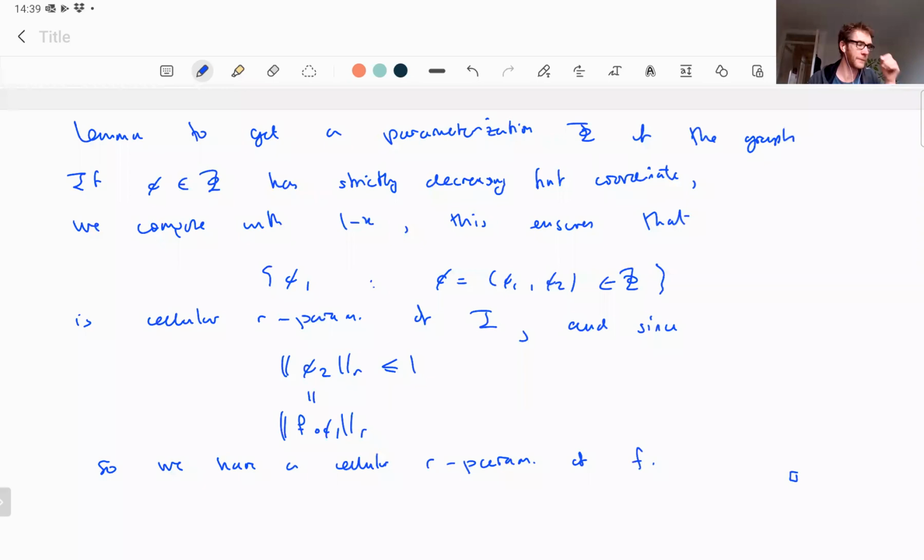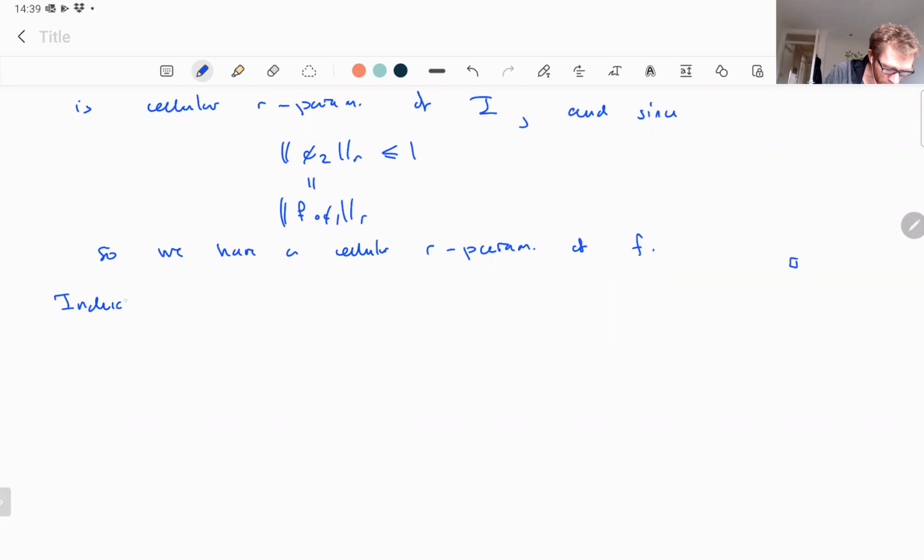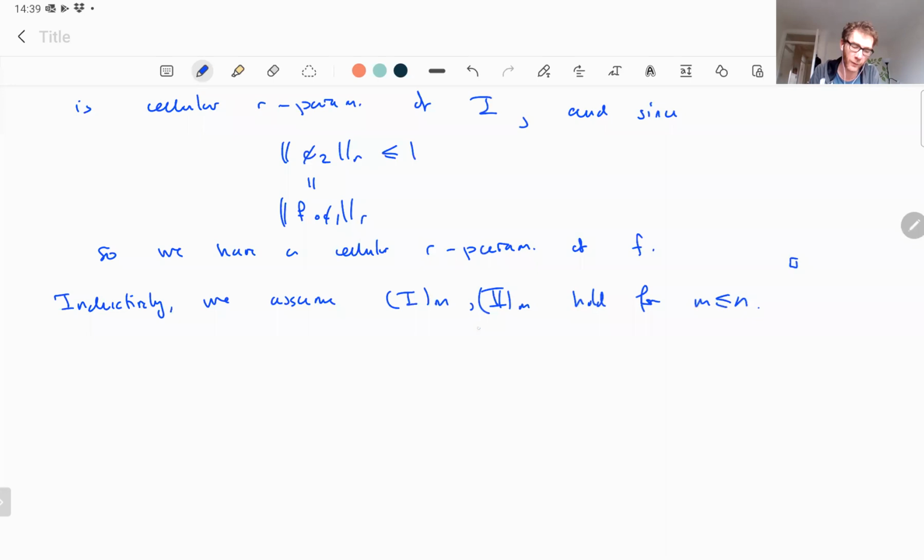And then inductively, I'm going to assume that 1_m and 2_m hold for m less than or equal to n. And then we have to prove, under that assumption, 1_{n+1}. And then we have to do the other case where we assume 1_m for m less than or equal to n and 2_m for m less than n and have to prove 2_n. That case is much more difficult. This one's easy.